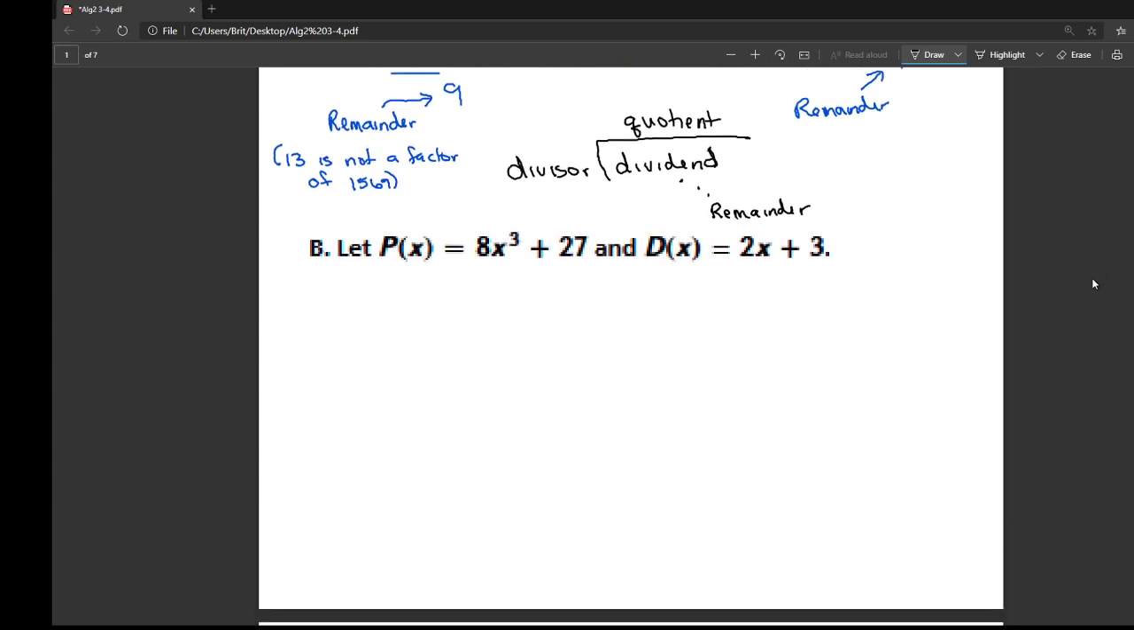So now let's look at example B. With example B, I'm dividing by 2x plus 3. And if you notice, the polynomial that we're dealing with goes straight from x cubed to the constant. So I need to put in my square term and linear term in there. I can't just not have them. So I'm going to put a 0x squared and a 0x before I put the 27.